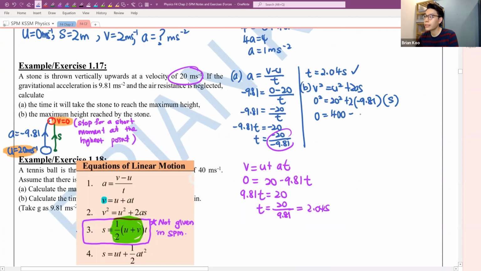0 equals 400 minus 19.62s. Make sure all these values you can calculate yourself also. Okay. This one is a S. It's not a 5. Okay, so S is equal to 400 divided by 19.62.